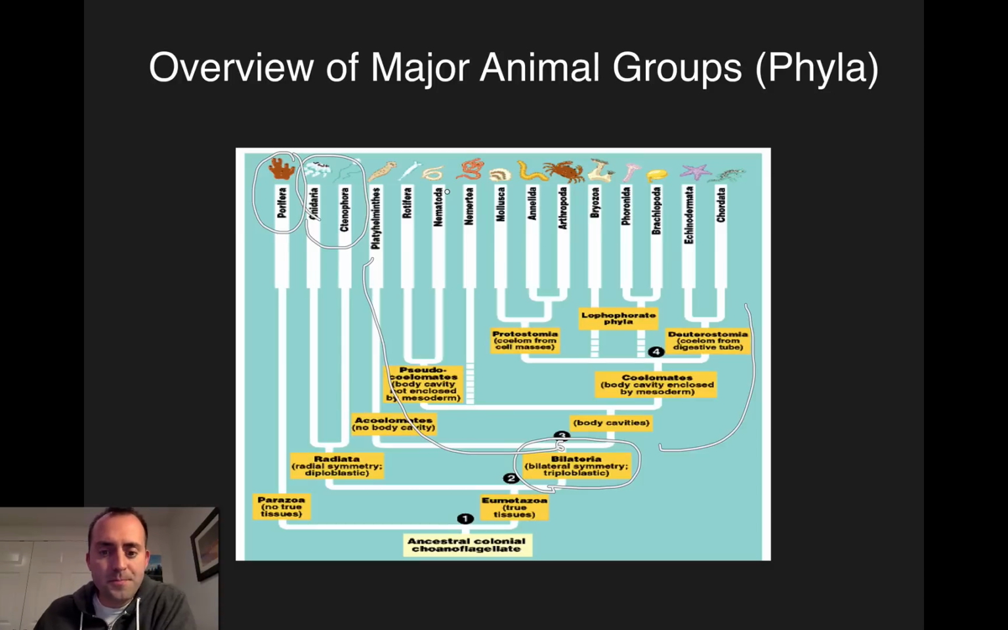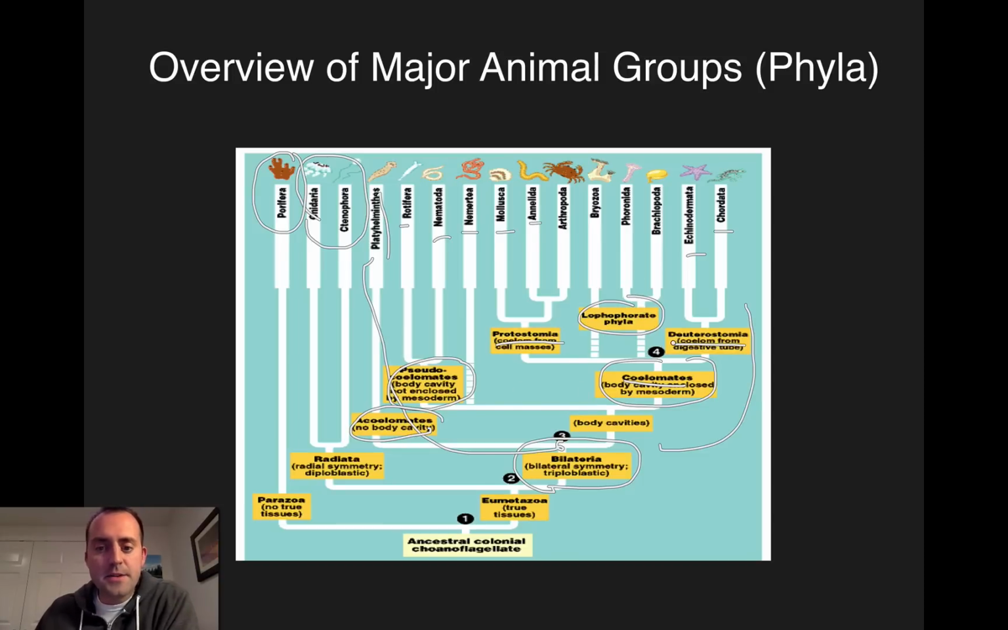Those are your sponges. You also see within the bilateral symmetry we have coelomates, pseudocoelomates, and the acoelomate group. Only one group is acoelomate, that's Platyhelminthes, the flatworms. Nematodes are also pseudocoelomates, and then everything else from here, from mollusks to annelids to echinoderms and organisms like us, chordates, are all coelomates. And within the coelomate group, we see protostomia and deuterostomia. We're not going to worry about them.